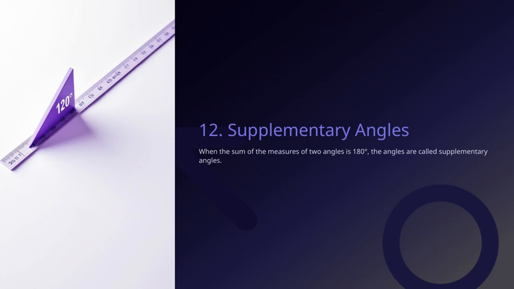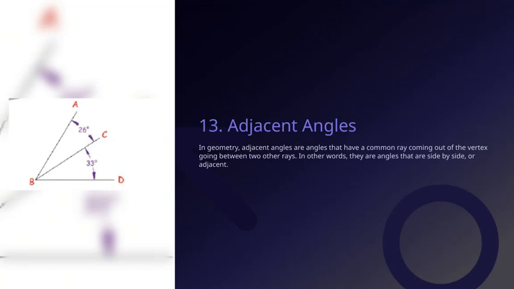Remember, the most important thing is that their measures sum to 180 degrees, which makes them a special pair to recognize. This concept ties into the larger theme of how angles relate and interact within different geometric figures. Now let's turn our attention to adjacent angles.